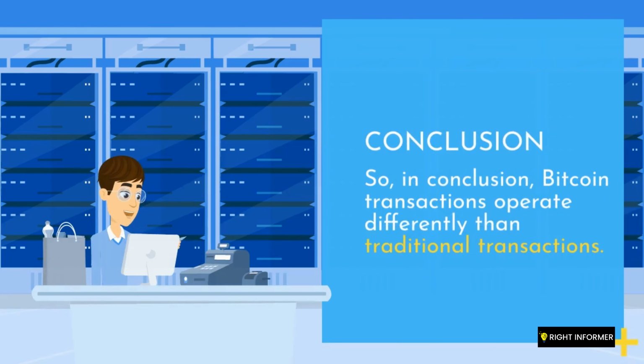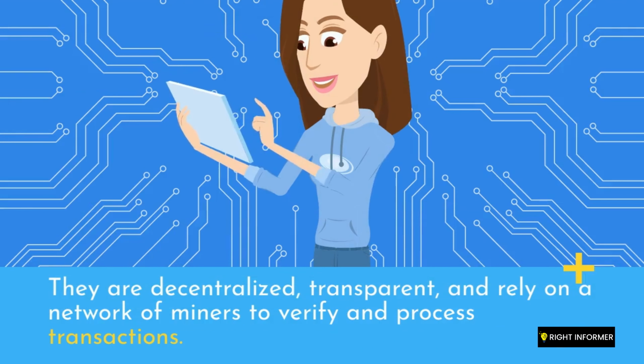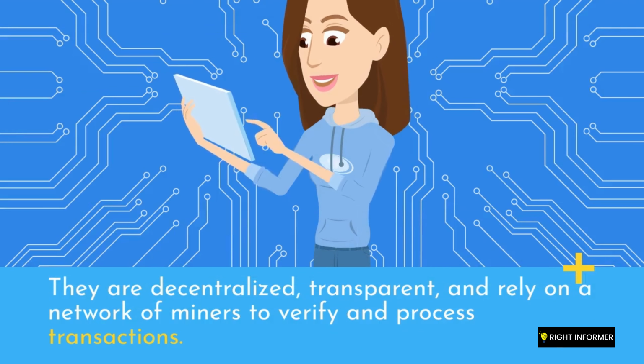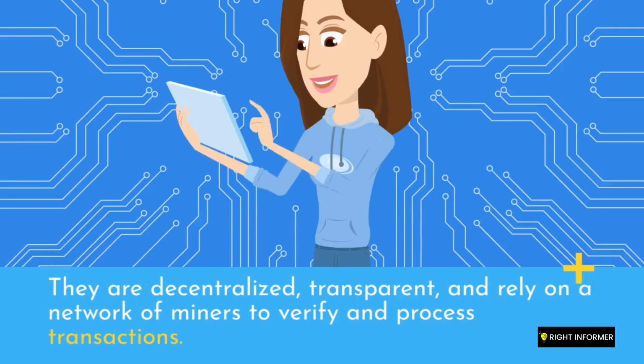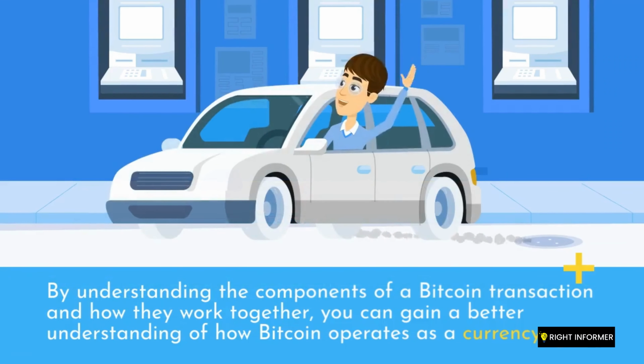Conclusion. So, in conclusion, Bitcoin transactions operate differently than traditional transactions. They are decentralized, transparent, and rely on a network of miners to verify and process transactions. By understanding the components of a Bitcoin transaction and how they work together, you can gain a better understanding of how Bitcoin operates as a currency.